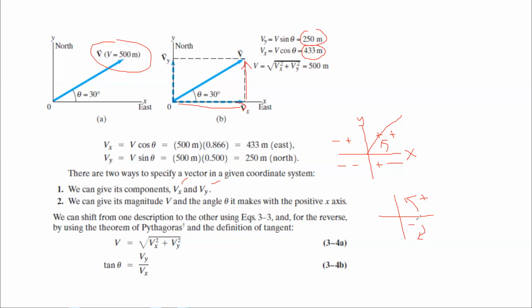So if you say negative 90 degrees, it's going clockwise. Positive 90 degrees is going counterclockwise. And we can also give the magnitude of the vector v, and the angle theta that it makes with the positive x-axis, so that you can determine the vector.